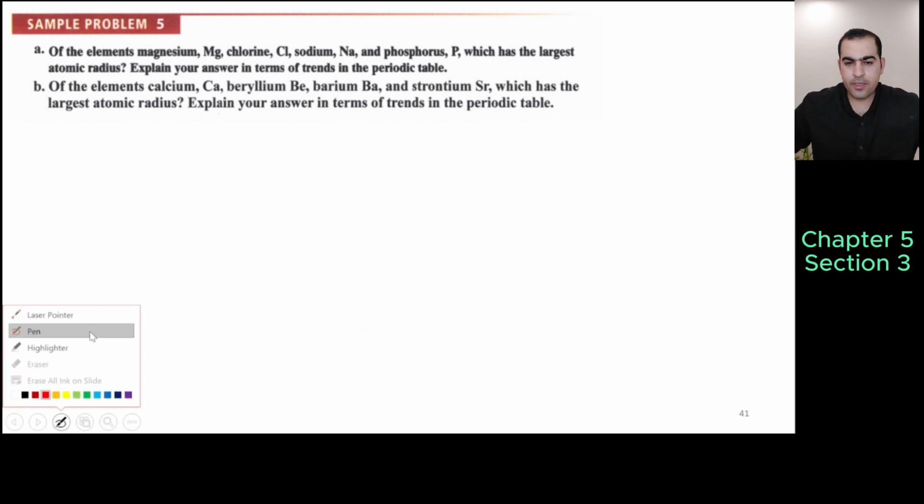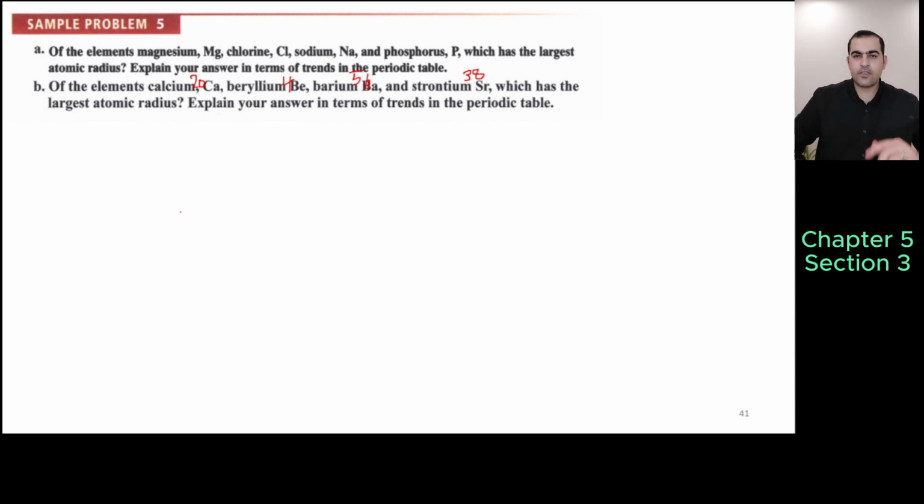This is calcium, beryllium, barium, strontium. Calcium's atomic number is 20. Beryllium is 4. Barium is 56. And strontium is 38. First of all, order them according to increasing atomic number. What comes first? Beryllium comes first. Beryllium is 4.